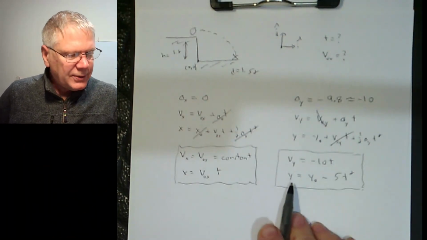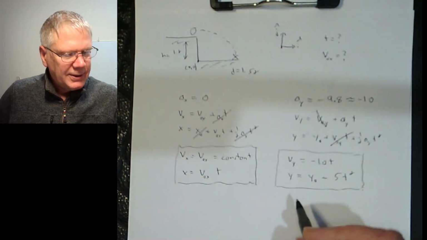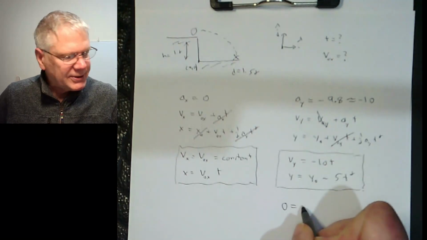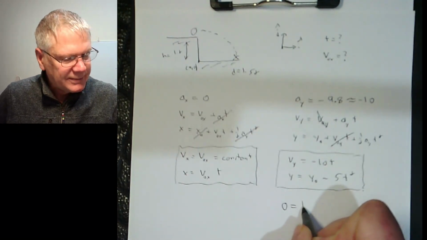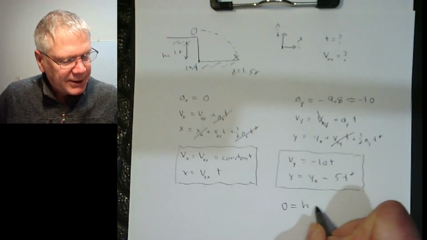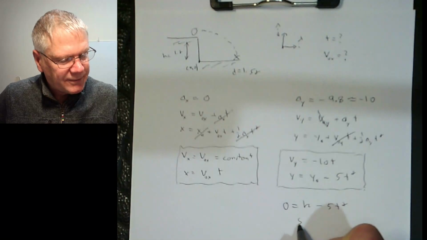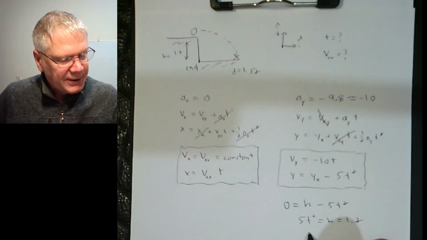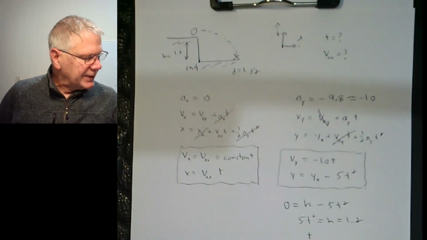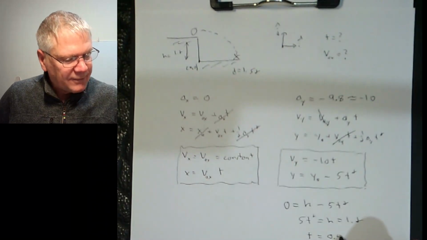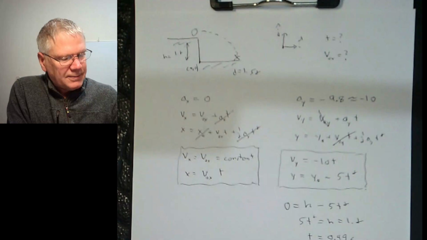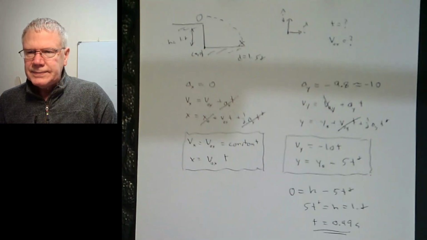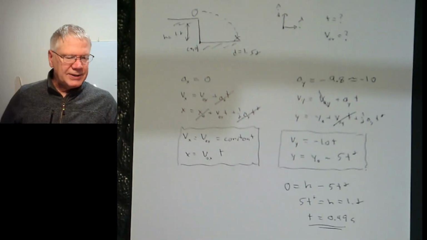So let's see, we know y at the ending point, which is 0. So let's use that. 0, y0 was 1.2, which was h, right? Let's just call it h, minus 5t squared. So 5t squared has to equal h, which is 1.2. And we can find t from that. t is equal to 0.49 seconds. So I'm going to double underline that. That's one of my solutions. I found one of the things I needed.